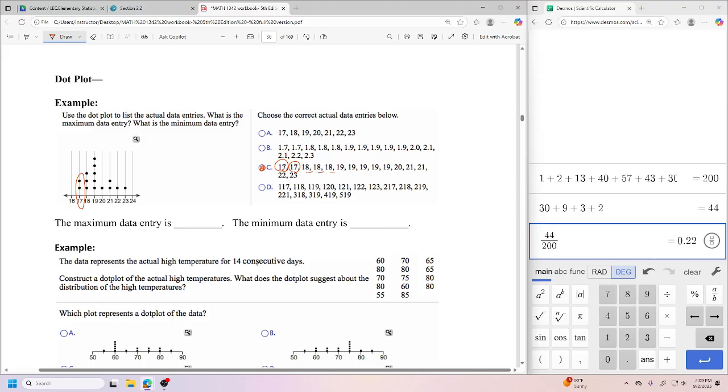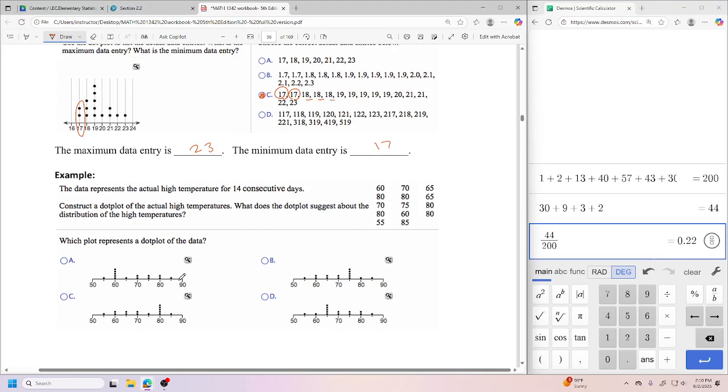I have 3 18s, right? So on and so forth. That's easy. What would be the biggest data entry that I have then? What's the biggest number? 23. What's the smallest one? You got it. There it is. That's it, really.